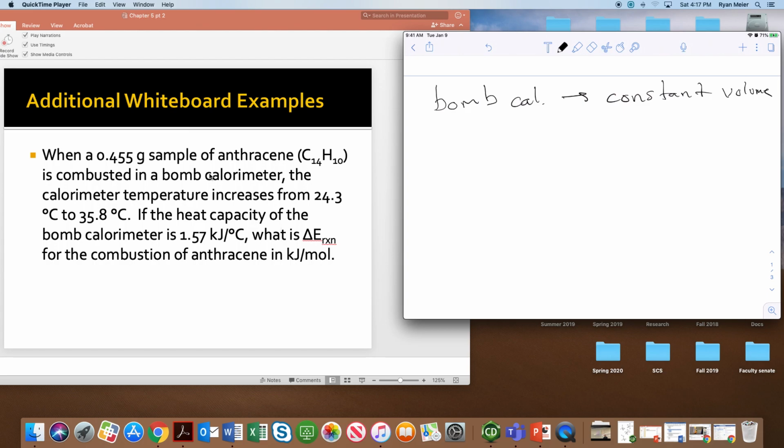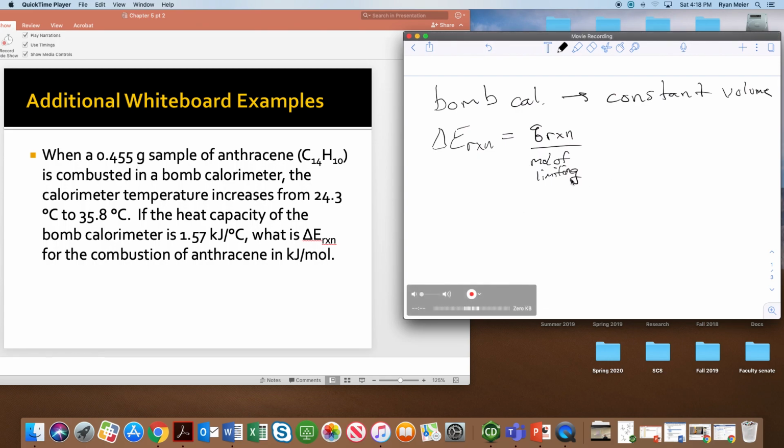Since we are at constant volume, delta E of our reaction is going to be equal to Q of our reaction. And since we want kilojoules per mole as final units, it'll be Q of our reaction divided by the moles of our limiting reagent, which in this problem, they only give us one reactant and it's being combusted. Remember, combustion reactions are reactant plus oxygen. You can probably assume that oxygen's in excess here, and so this is our limiting reagent. We just need that in moles instead of grams, which we can get to at the very end. So we need to find, again, Q of our reaction.